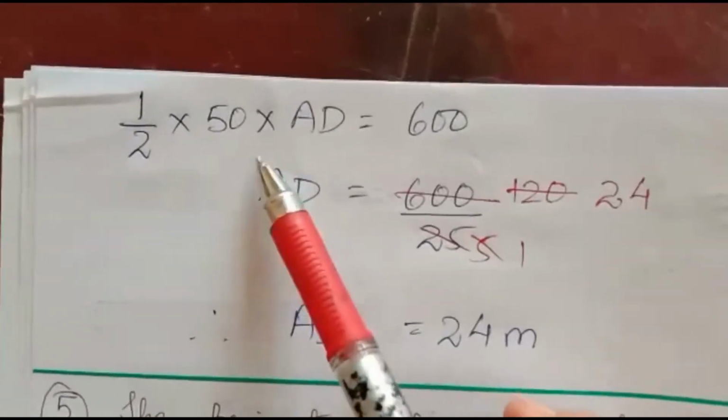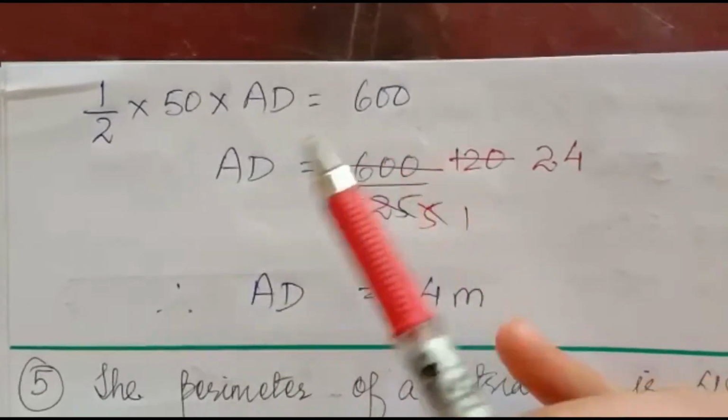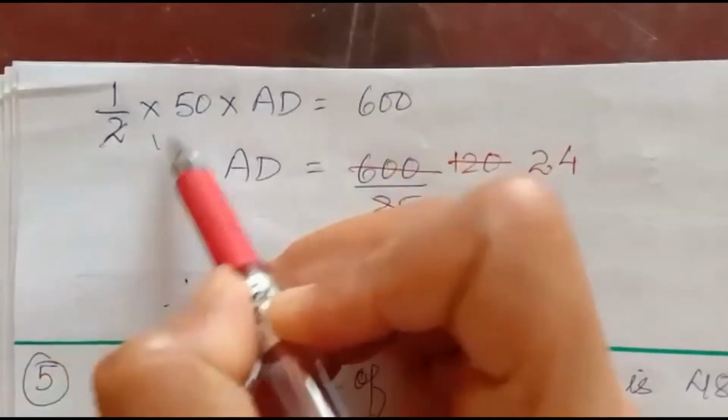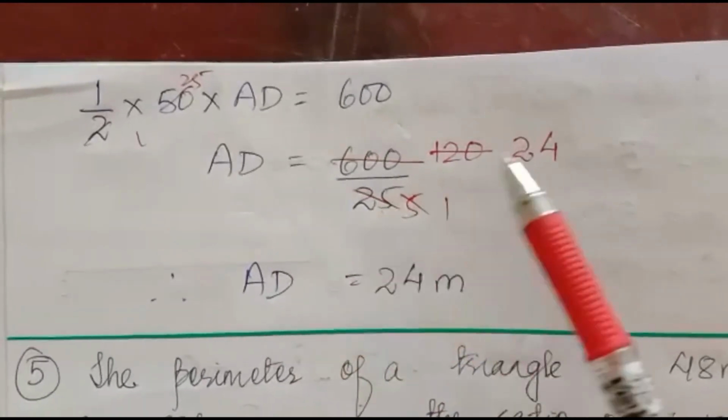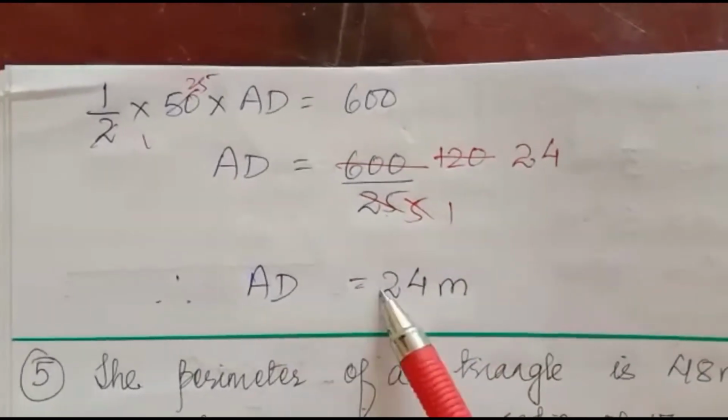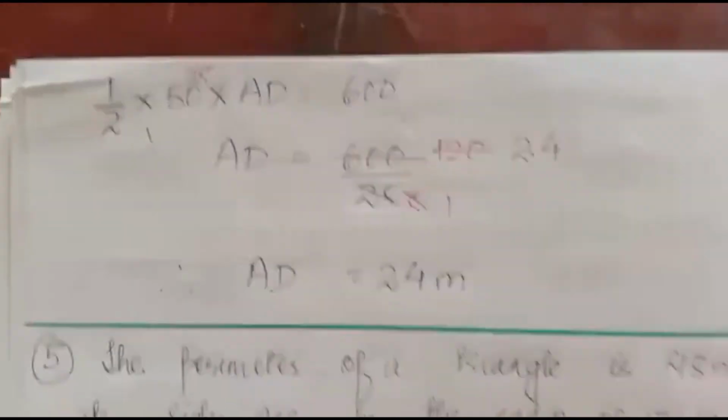So half into 50 into AD is equal to 600. Cancel this, 2 1s are 2, 2 25s. So AD is 600 by 25, which is 24. So the height is 24 meter.